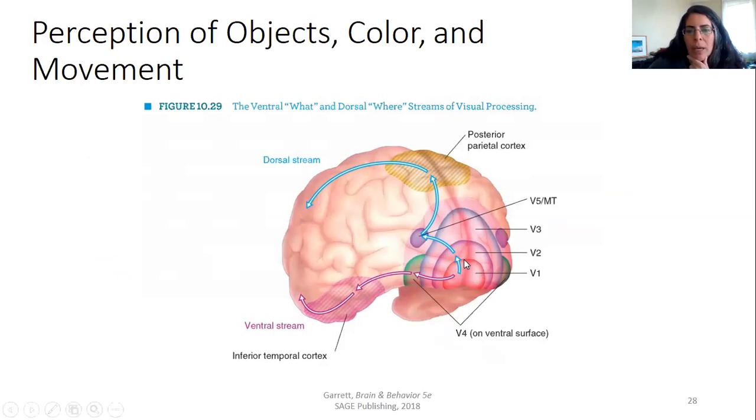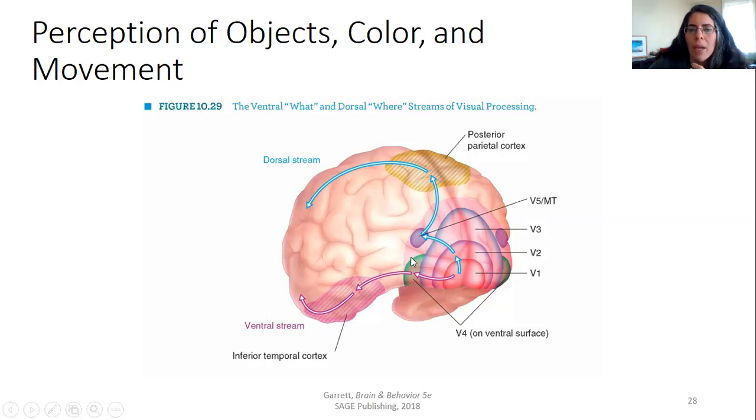So again, here we have V1, the primary area for receiving visual information from the thalamus. Right here we have area V2, the secondary receiving area, and area V3. Then we have our streams: the ventral stream going to the temporal lobe, and the dorsal stream going to the parietal lobe.